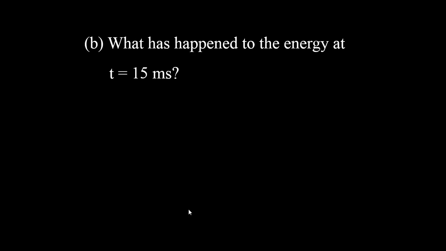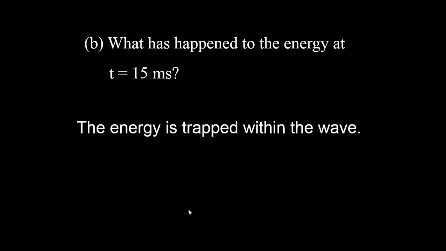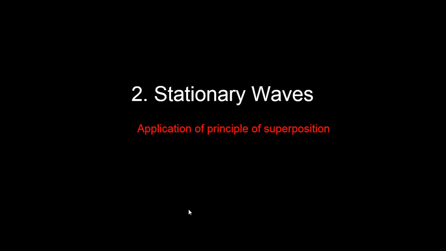In part B, you are asked what has happened to the energy at t equals 15 milliseconds. Well, at 15 milliseconds, we see in the second diagram it's a horizontal line, so there is no pulse visible at that instant because of the cancellation. So we say that the energy is trapped within the wave. That's the end of section 1.